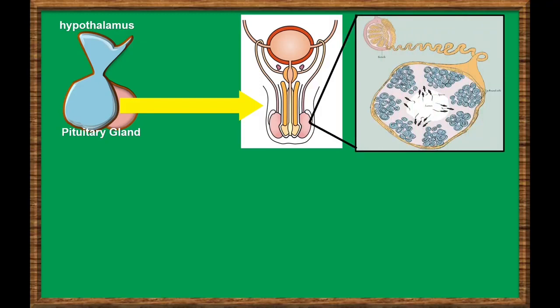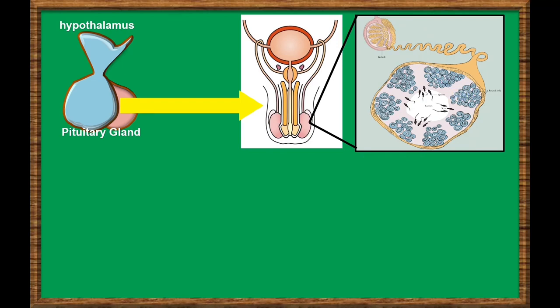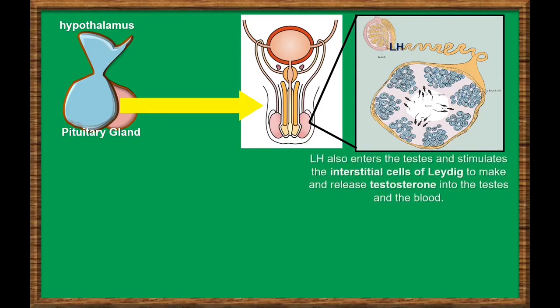Follicle-stimulating hormone enters the testes and stimulates the Sertoli cells to begin facilitating spermatogenesis using negative feedback. Luteinizing hormone also enters the testes and stimulates the interstitial cells of Leydig to make and release testosterone into the testes and the blood.